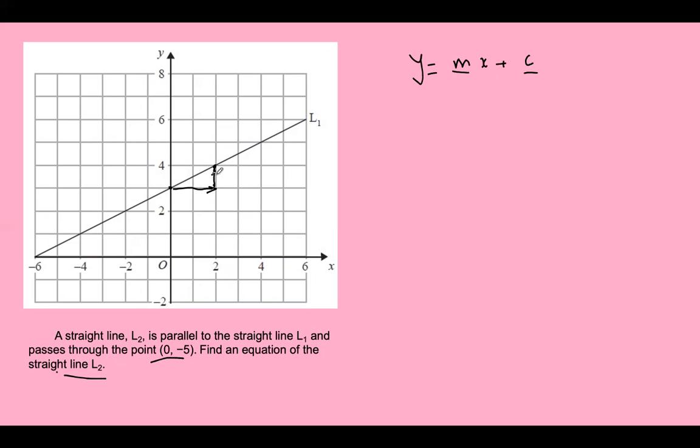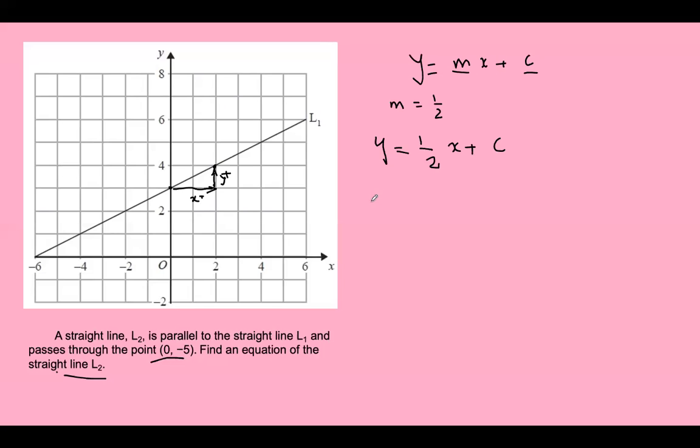There you go. So gradient is the change of y over the change of x, okay? So gradient, as you see, is 1/2, and it's positive. Positive goes to the right and up. Positive 1/2. So m is 1/2. Okay, let's substitute. y equals 1/2 x plus c. Now it is the right time to find the c by substituting the coordinates of the point (0, minus 5).